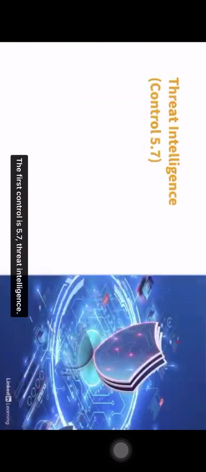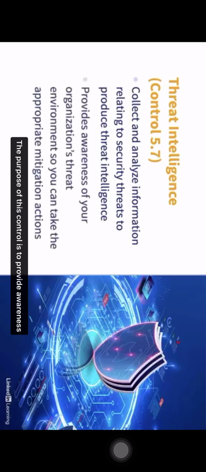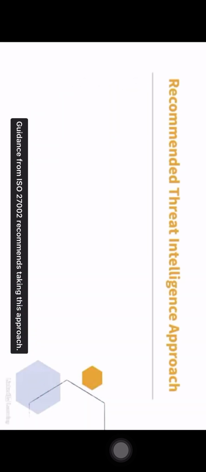The first control is 5.7, Threat Intelligence. It requires your organization to collect and analyze information relating to security threats to produce threat intelligence. The purpose of this control is to provide awareness of your organization's threat environment so you can take the appropriate mitigation actions. Guidance from ISO 27002 recommends taking this approach.